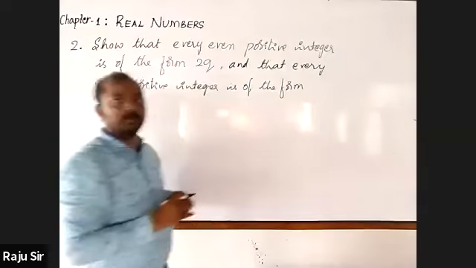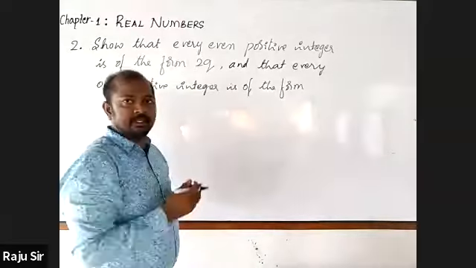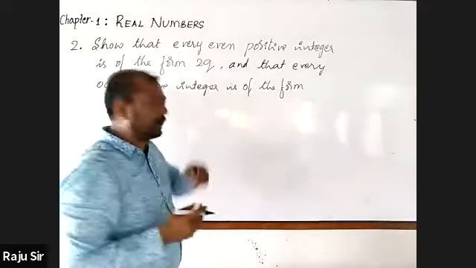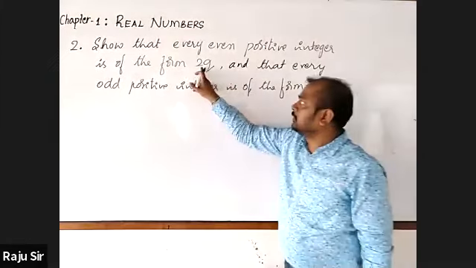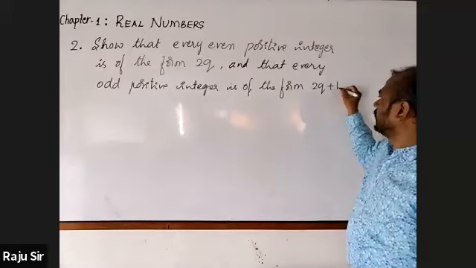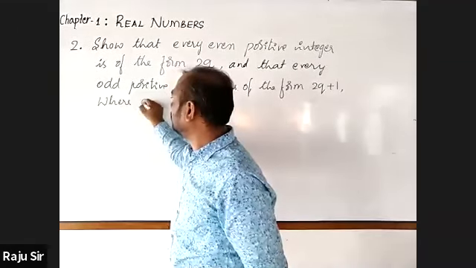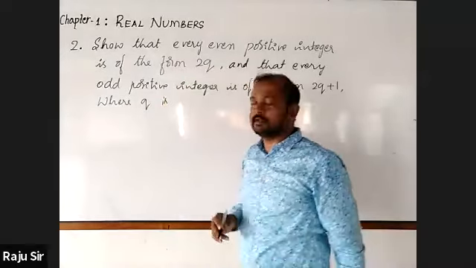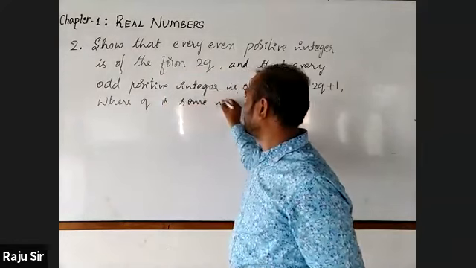Hope that you are able to recall. If 2q is even, then the odd number will be, if the odd number is greater than the even number by 1, we can write 2q plus 1, where q is some integer.